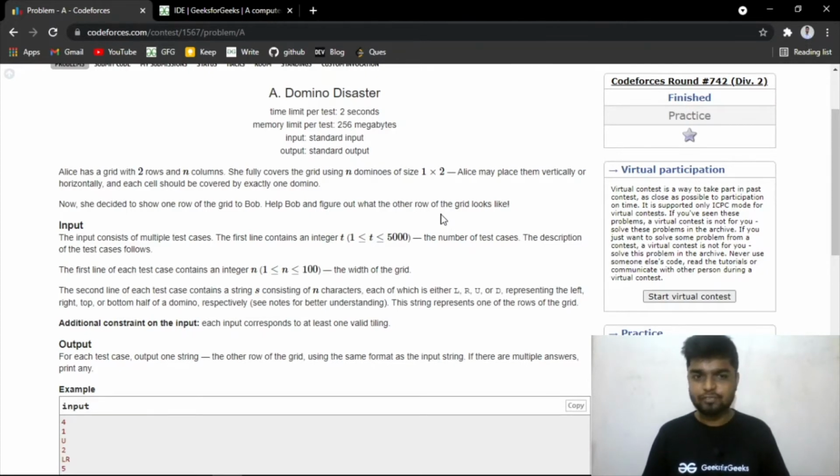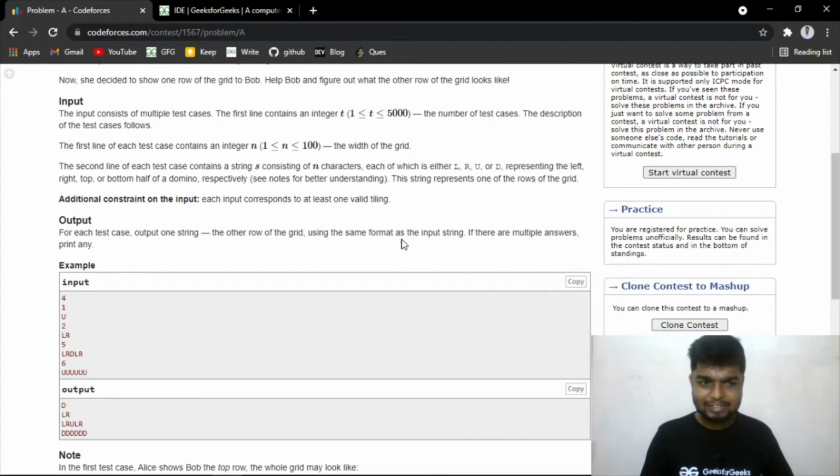And she fully covers the grid using n dominoes of size 1 cross 2. Alice may place them vertically or horizontally, and each cell should be covered by exactly one domino, right? Now she decides to show one of the rows of the grid to Bob. So she'll show one of the rows to Bob, and Bob has to figure out what the other row would look like. So let's see the test cases.